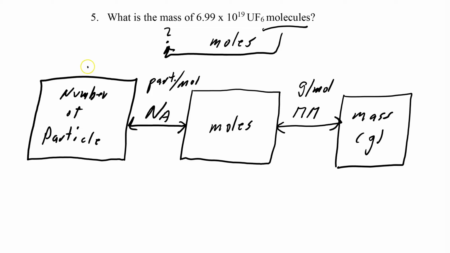We're given the number of particles, so let's put a check mark there. We're asked to calculate the mass of this number of molecules. Put a question mark there by mass. So we do this in our usual way. We're going to start with the measurement given, which of course is the 6.99 times 10 to the 19th uranium hexafluoride molecules. We're going to need two conversions because we've got to first convert to moles and convert moles to mass. So let's do it.